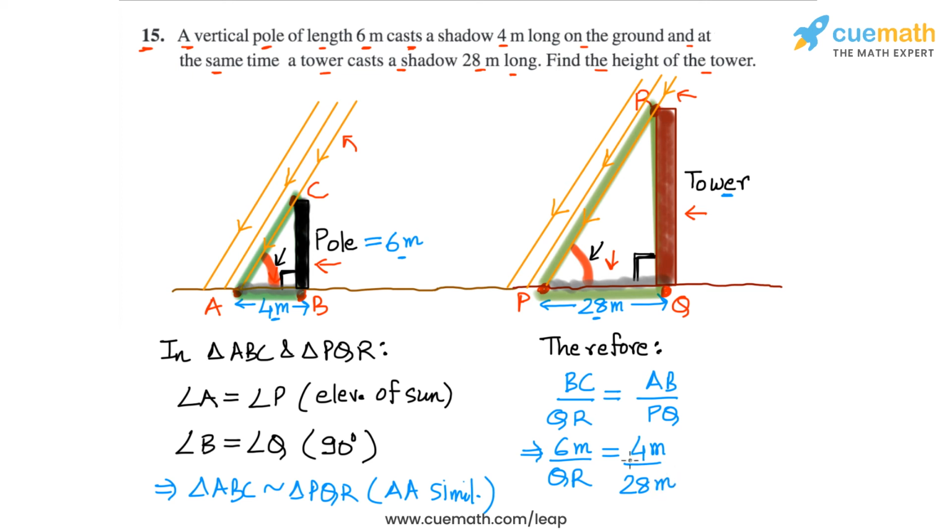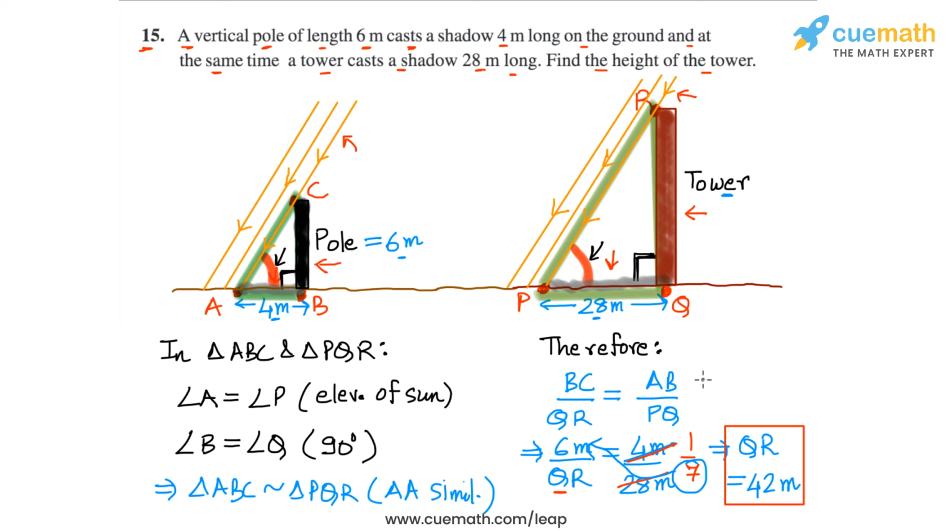So 4 meters by 28 meters is 1 by 7. So if we cross multiply now, we will get the value of QR. So QR will be 7 into 6 if we take it to the left side. So 7 into 6 or 42 meters. So the length of QR, or basically the height of the tower, is 42 meters. This is what we had to find. So this is the answer for question 15.